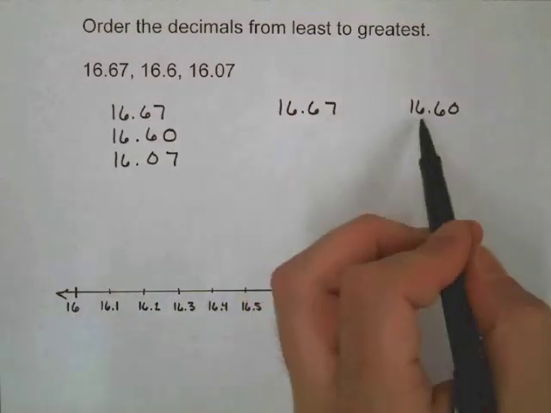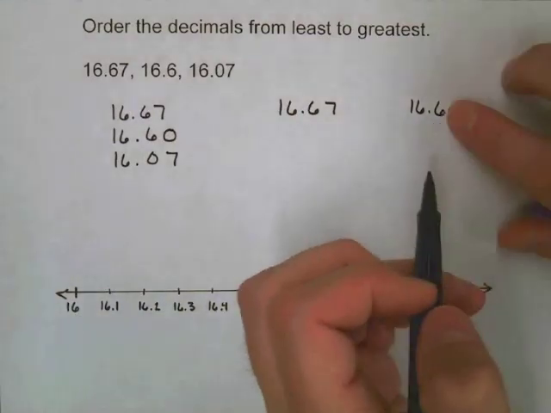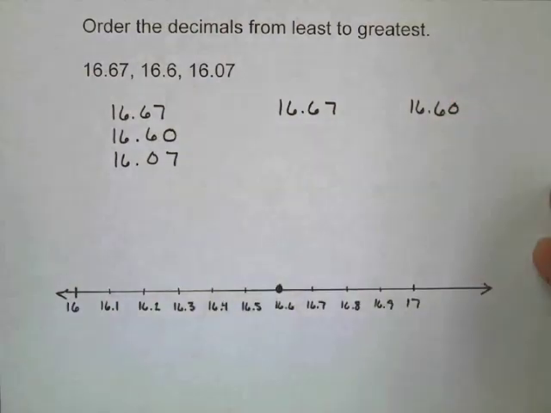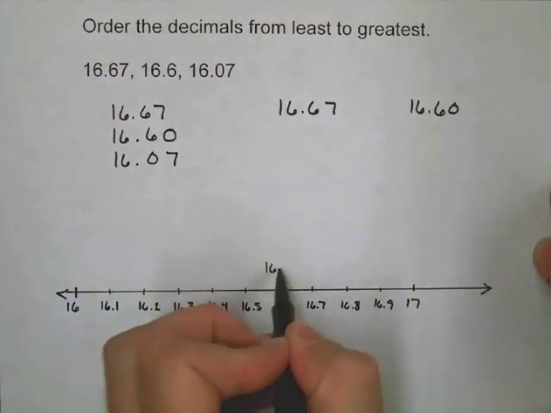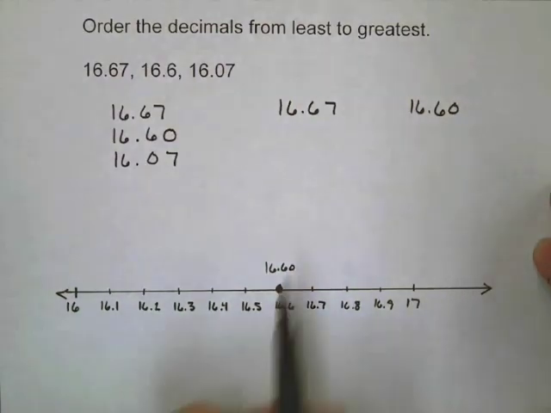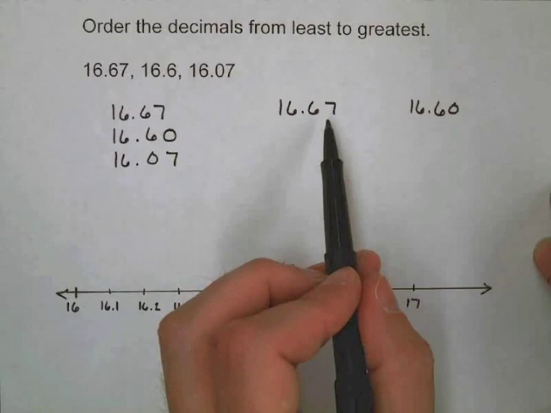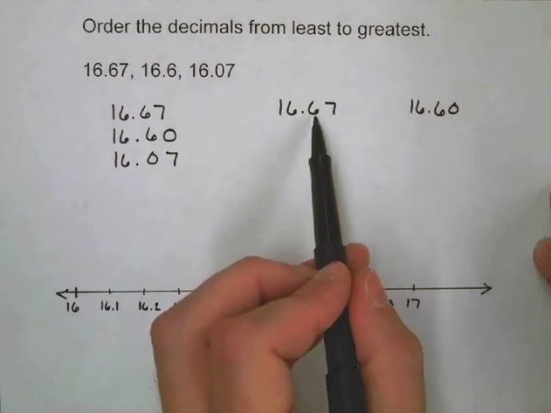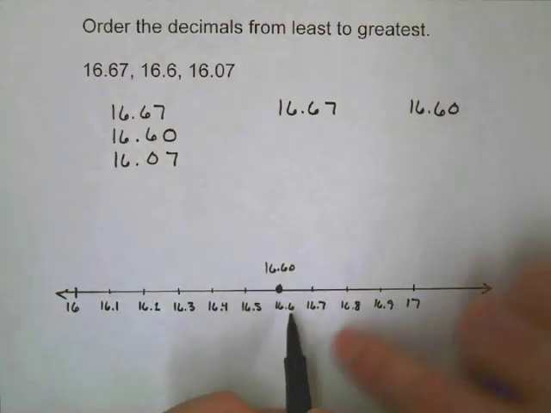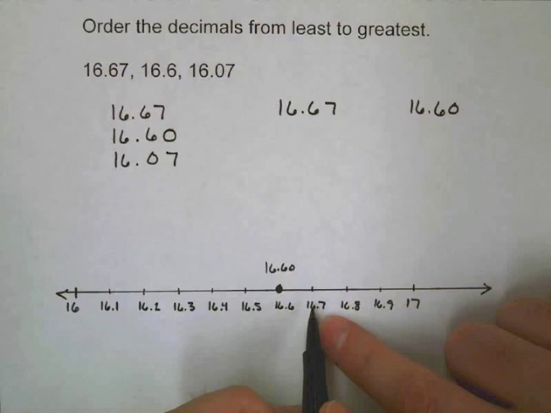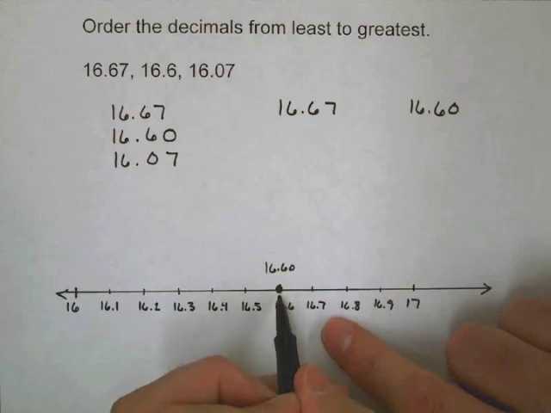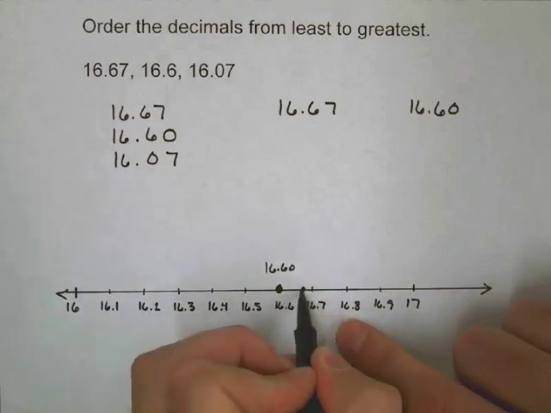So 16 and 60 hundredths, or 16 and 6 tenths. Well, here's that right there on my number line. 16 and 60 hundredths is the same as 16 and 6 tenths. Now I have 16 and 67 hundredths. Well, this tenths place, notice this isn't a 7. So as I go along here, it's looking very similar to 16 and 6 tenths, but it's not quite here. Okay, it's not all the way to 7 tenths. So it's going to be somewhere between 16 and 6 tenths and 16 and 7 tenths, right about there.